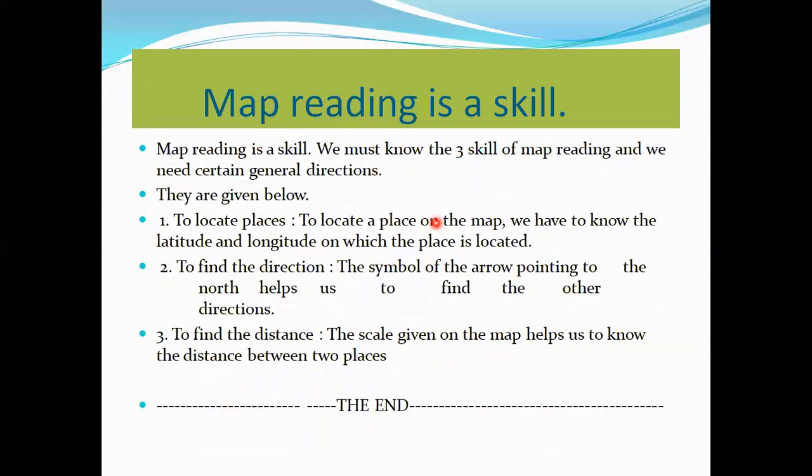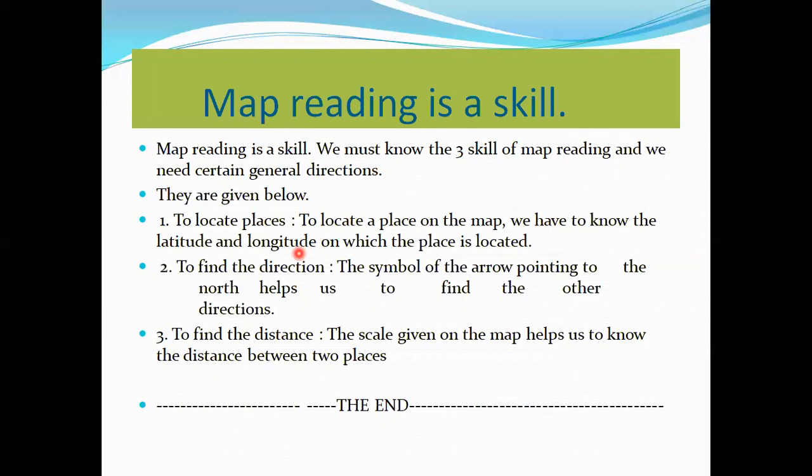And there are skills. If you want to read the map, there are three types of skills, children. Which are those? One is to locate the places. So how will you locate the places on the map? We have to know the latitude and longitude. With the help of latitude and longitude, you can locate where a place is situated and where you want to locate it.